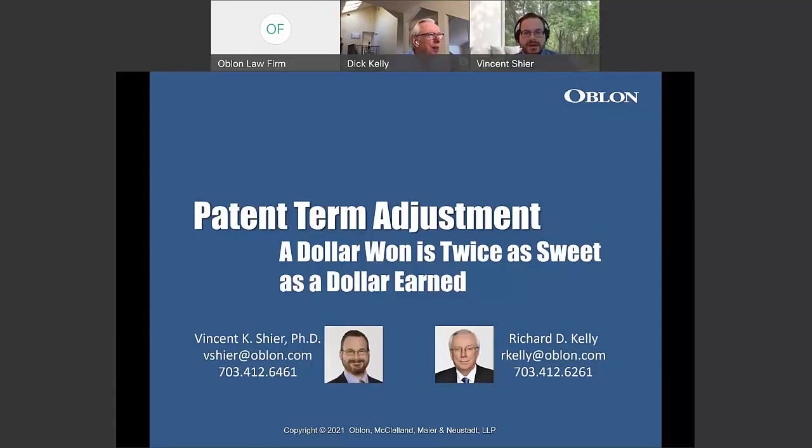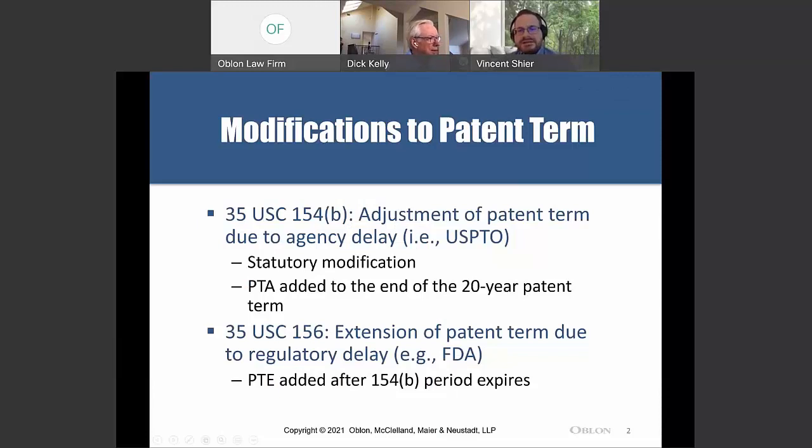All right. So first of all, I think it's important to understand that in the United States, after the Uruguay Round Agreements Act, we've moved to a patent term that's 20 years from earliest effective U.S. filing date. That was a change from the pre-URAA term, which was 17 years from the patent grant.